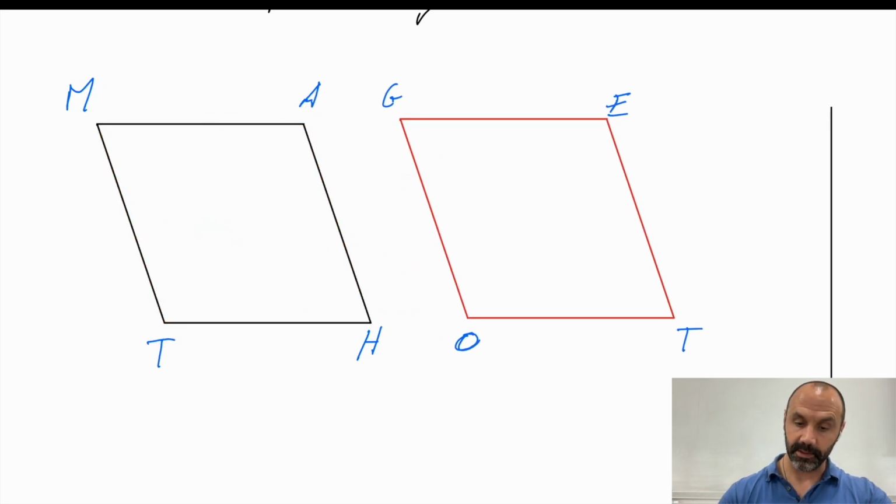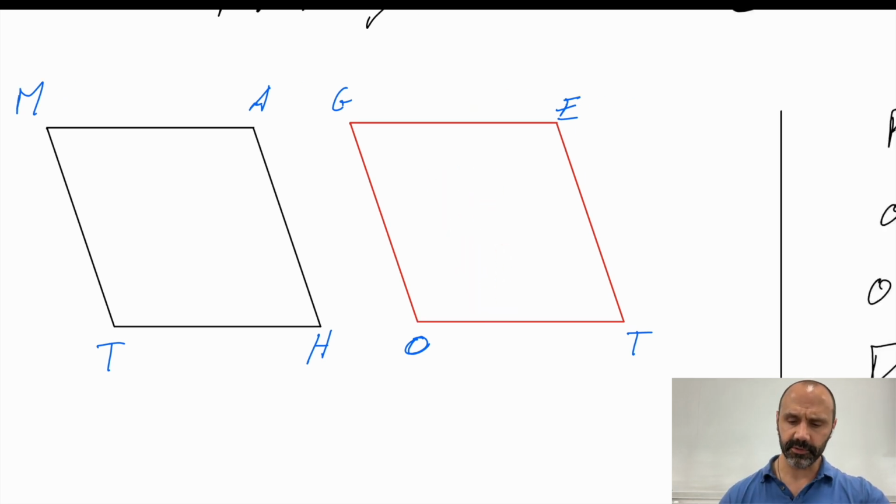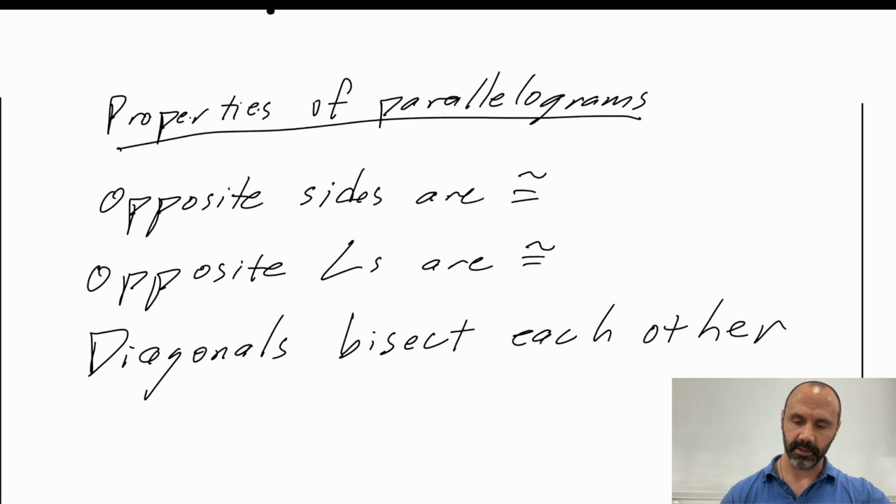What that tells me is that these opposite angles are congruent to each other, because G matched up perfectly with M and T matched up perfectly with M when I had it flipped. So opposite angles are congruent to each other. And these two were the same thing. Also, GE and OT both lined up perfectly with MA. That means that opposite sides are congruent. Okay, and so that gives us two of the properties of parallelograms. Opposite sides are congruent and opposite angles are congruent.